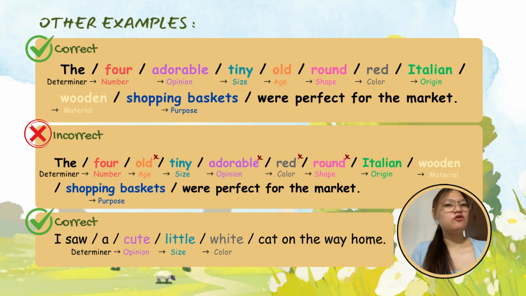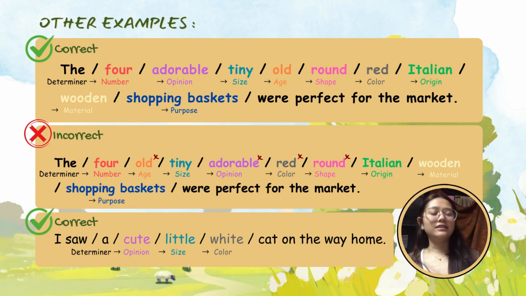Now, imagine if you mixed up the adjectives. For example, number 2, the 4 old, tiny, adorable, red, round Italian wooden shopping baskets were perfect for the market. It sounds a bit odd, doesn't it? Well, you can still understand it, but it lacks the same natural flow. So we must follow the order of adjectives to prevent a startling impression on the listener.